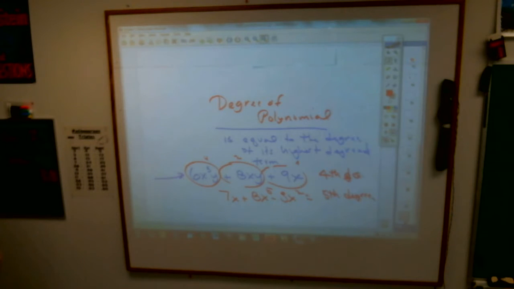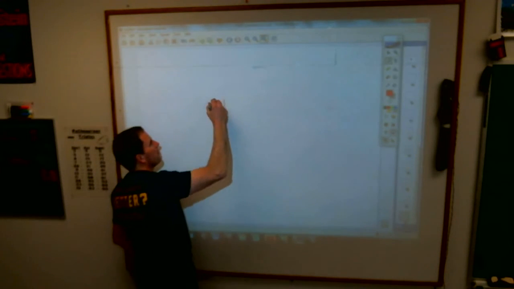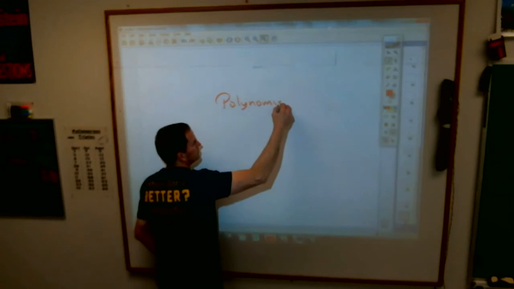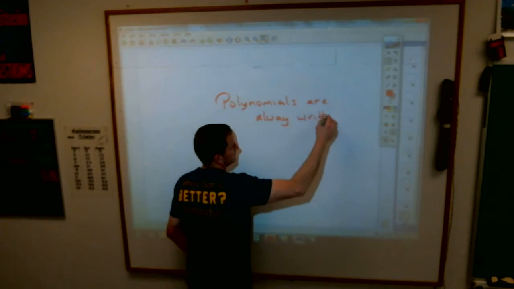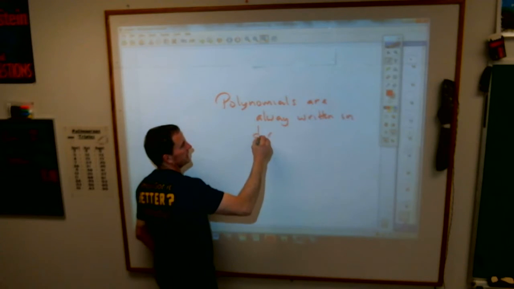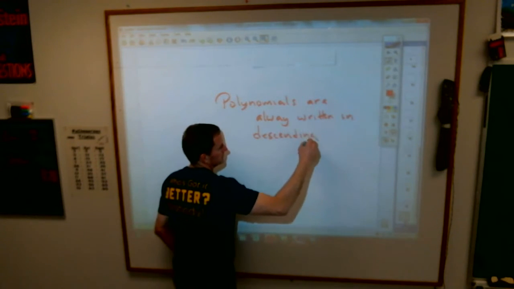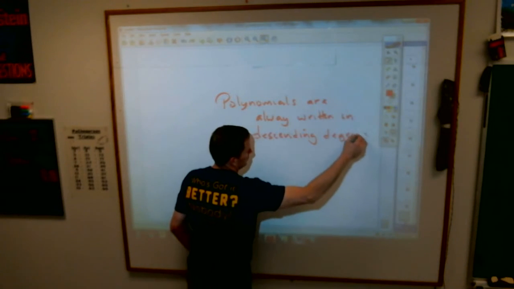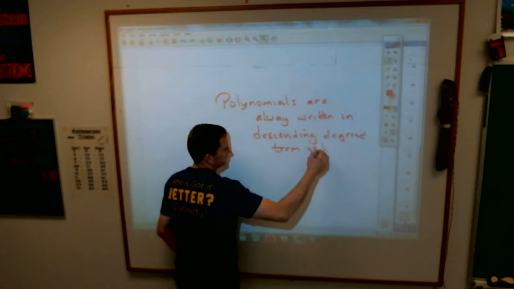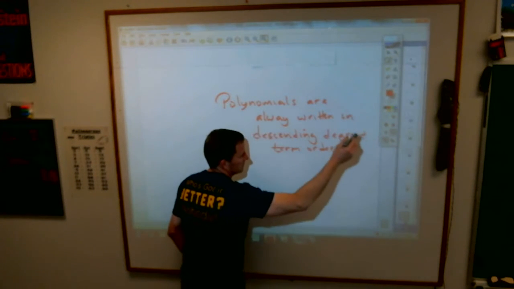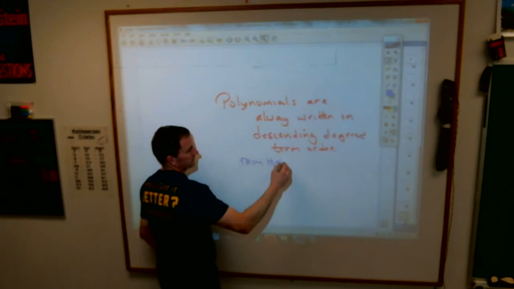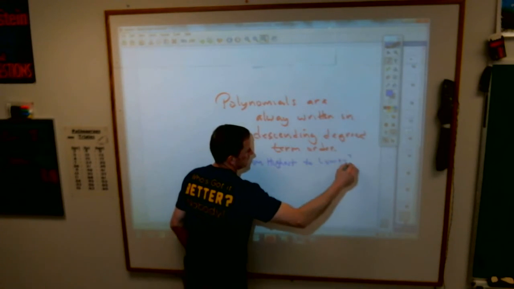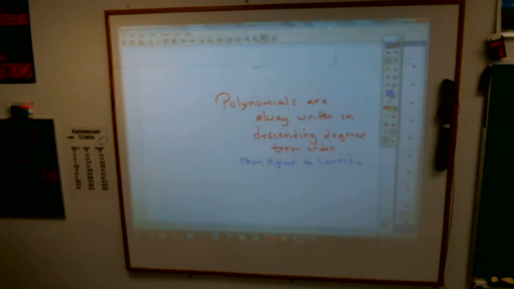And then the last thing we have to take note of is this. When you have polynomials, they are always written in descending degreed term order, which to layman's terms means you write them from highest degree to lowest. And again, an example will help you out immensely for this.